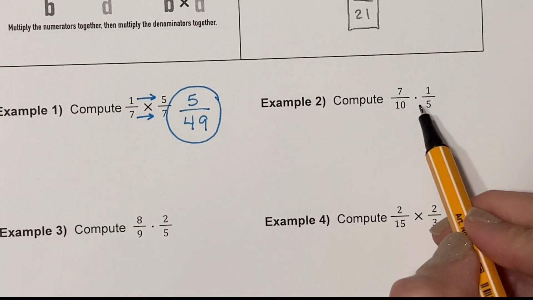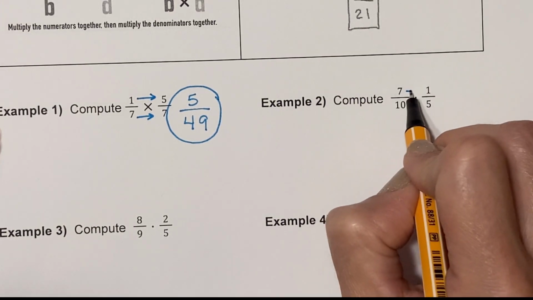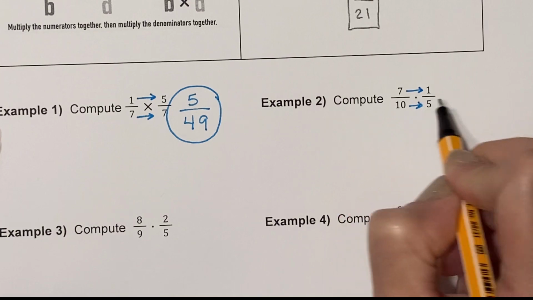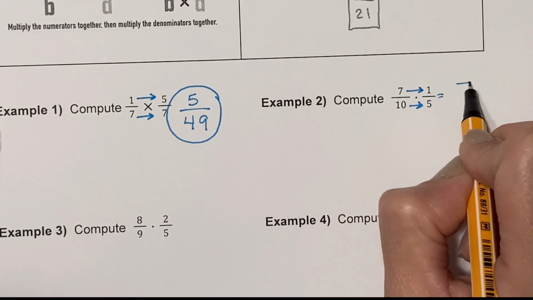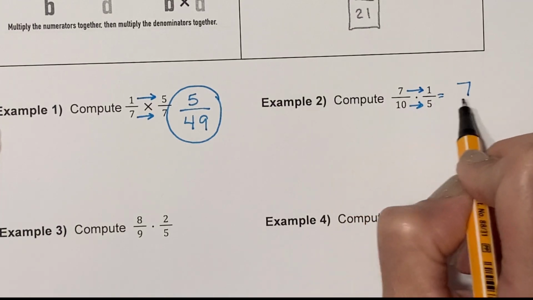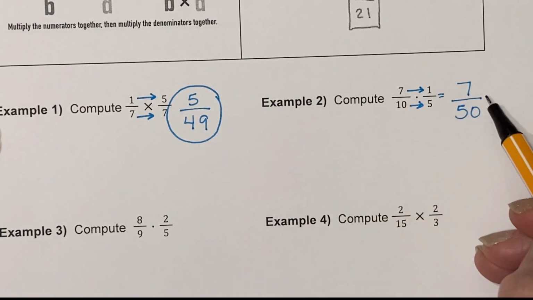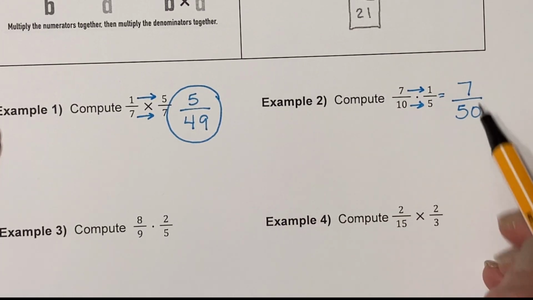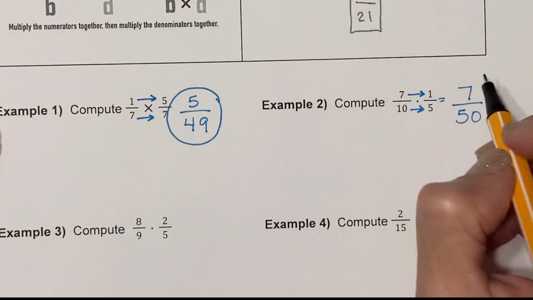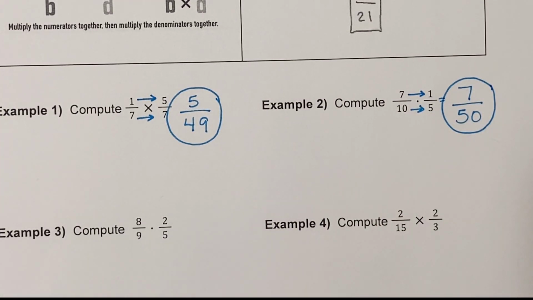Example 2, compute 7/10 times 1/5. We're going to multiply straight across. 7 times 1 is 7, 10 times 5 is 50. And can I reduce 7/50? Nope, 7 and 50 don't have any common factor other than 1. So 7/50 is my final answer.